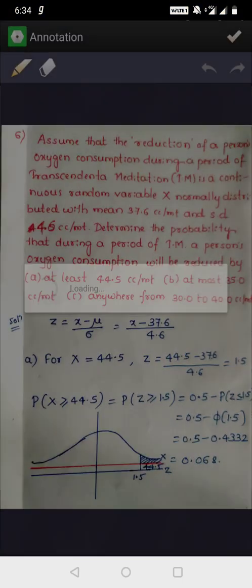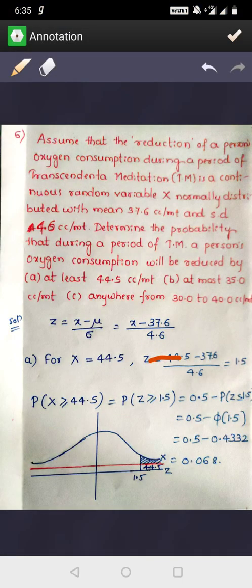Next example. Assume that the reduction of a person's oxygen consumption during a period of transcendental meditation is a continuous random variable x, normally distributed with mean 37.6 cc per minute and standard deviation 4.6 cc per minute. Determine the probability that during a period of TM, a person's oxygen consumption will be reduced by at least 44.5 cc per minute, at most 35 cc per minute, and anywhere from 30 to 40 cc per minute.